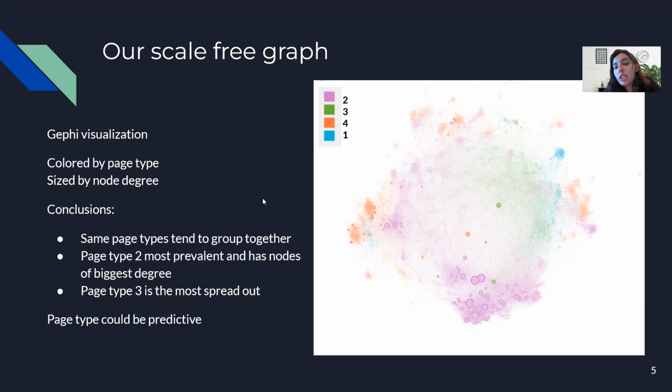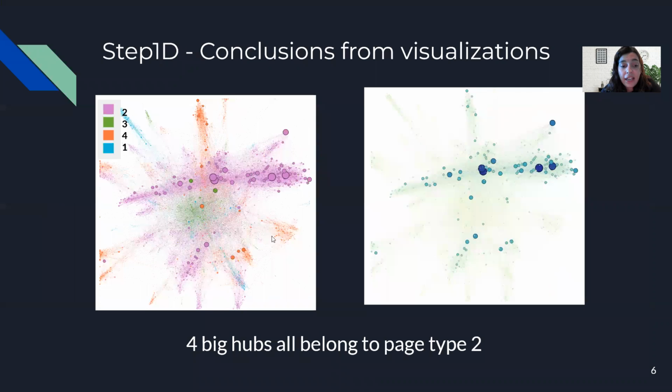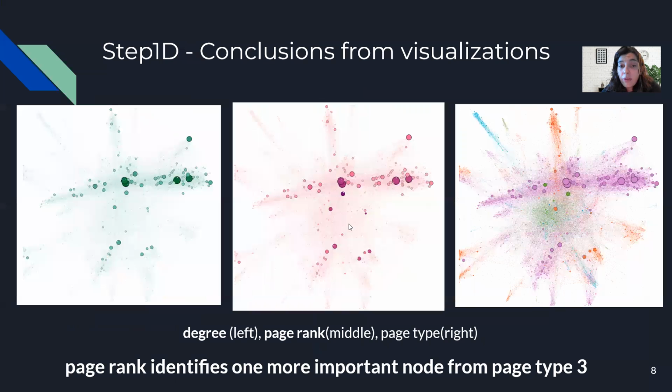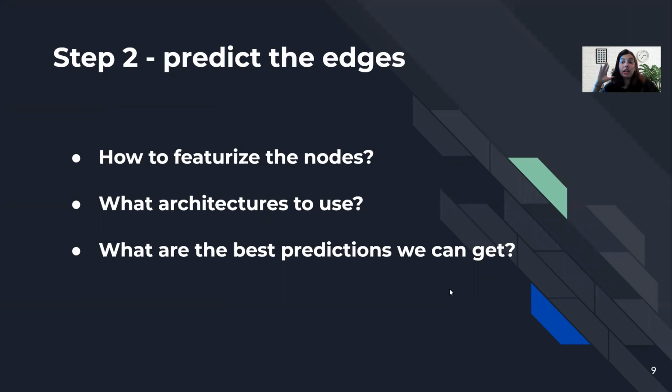And we found that the page types basically give us 4 hubs. This is a slightly different visualization. And then we further visualized and we saw that all 4 big hubs, colored here by their degree, belong to the page type 2. We then found that the page type corresponds to modularity. And then we found that there is an extra important node that belongs to page type 3, not page type 2, the green one here, that's important by its page rank when we analyze the page rank.